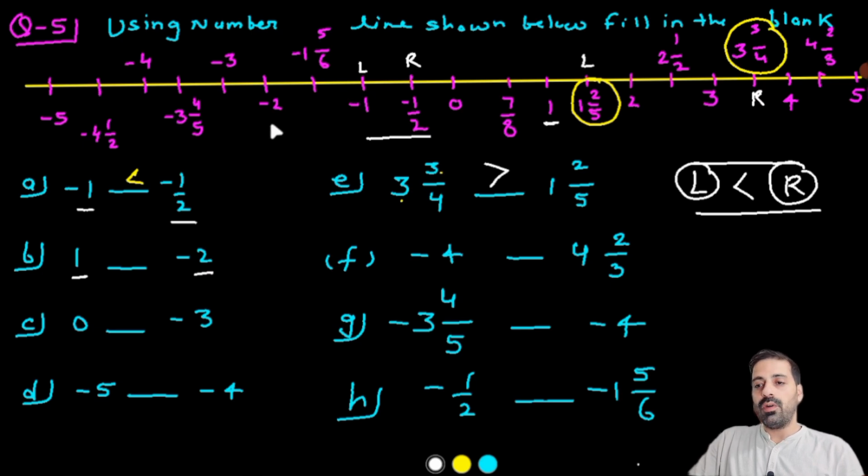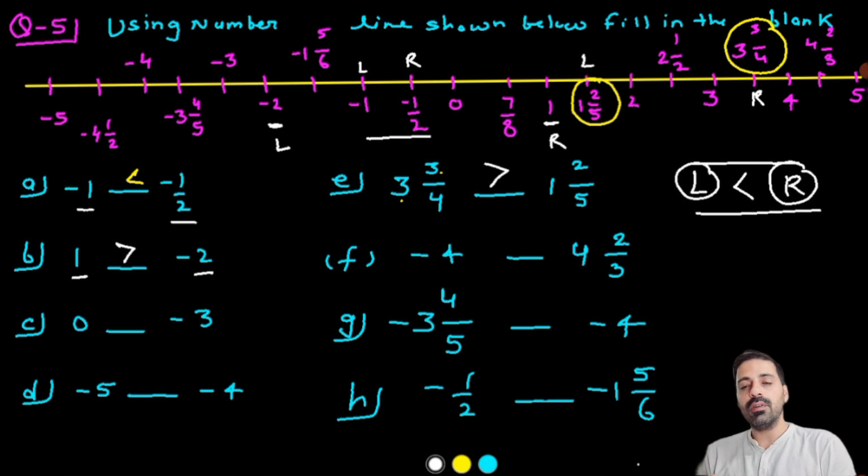So now 1 and negative 2. This is 1 here and this is negative 2 here. Negative 2 is on the left side and positive 1 is on the right side. So a positive number is always greater, and we also know a negative number is less than, and a positive number is always greater than the negative number.